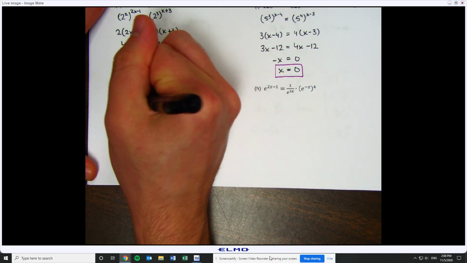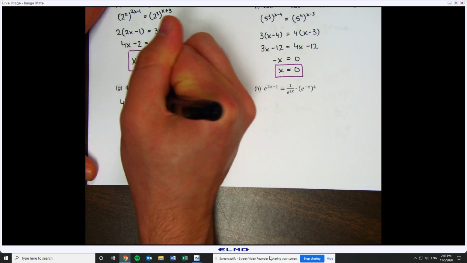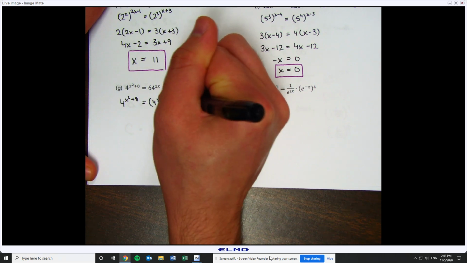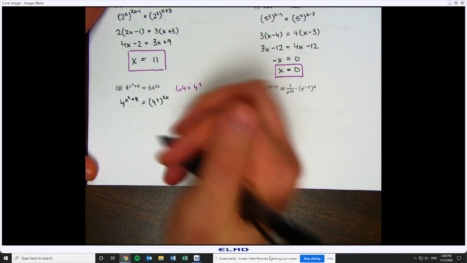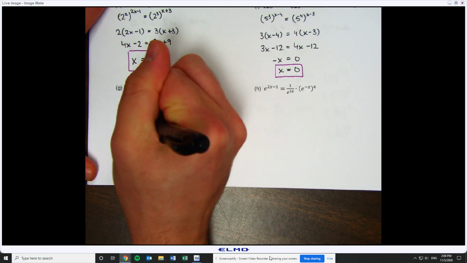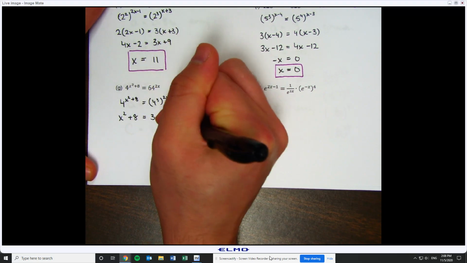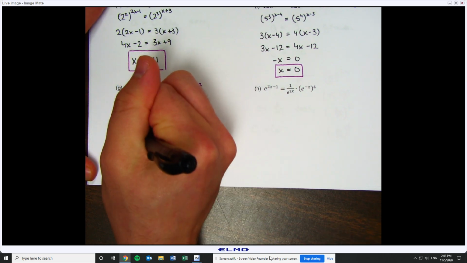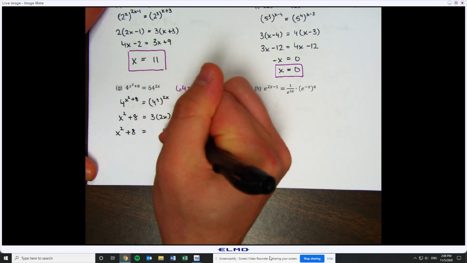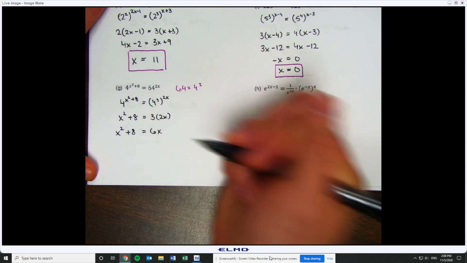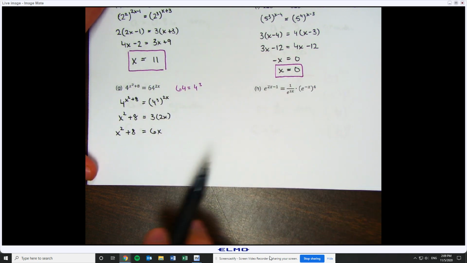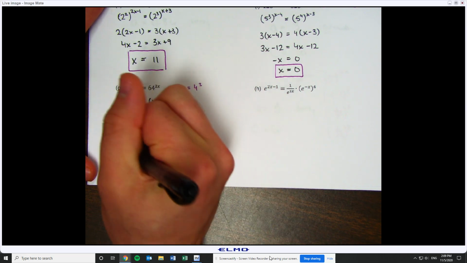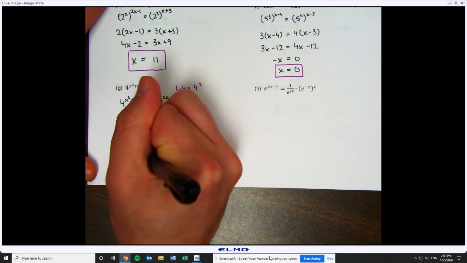Writing these down again, I have 4 to the x squared plus 8 equals 4 to the third times 2x up top. They have the same base, so now I have x squared plus 8 equals 3 times 2x. That gives me x squared plus 8 equals 6x. Well, this looks like something I can use the ABC method on. I have x squared, x, and no x, so I'll move the 6x over.